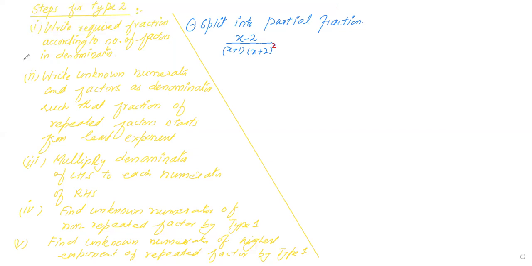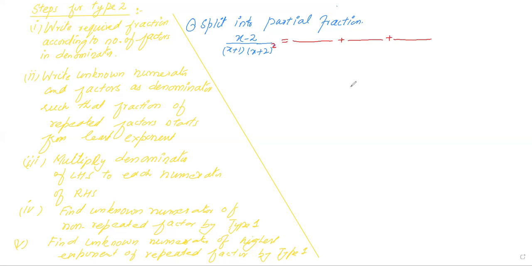So you have to make three fractions, as in the type 1 method. That is called the first fraction, that is the second fraction, and that is the third fraction. And between any two fractions, you must have the plus sign over here.